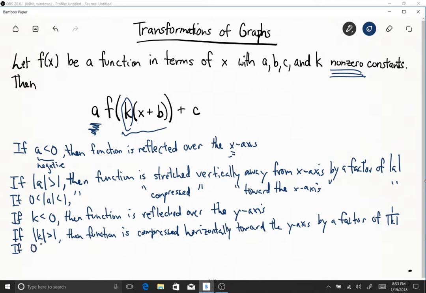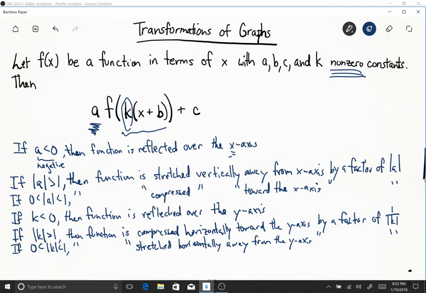So in the other case, if 0 is less than the absolute value of K and it's less than 1, then the function is stretched horizontally away from the y-axis by a factor of still that 1 over K. Absolute value of K, I should say. Okay.